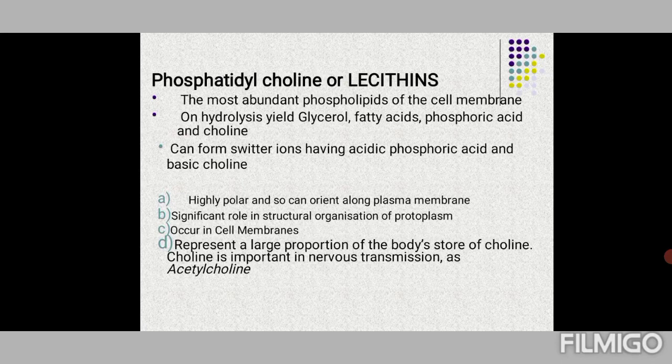Significant role in structural organization of protoplasm, as well as the membrane formation of cellular organelles and the cell membrane. Then, this is a unique function for lecithin: it represents the major storage molecule of choline. And choline is important in nervous transmission as acetylcholine. So the precursor of acetylcholine is choline, and this is a major storage form of choline in our body.